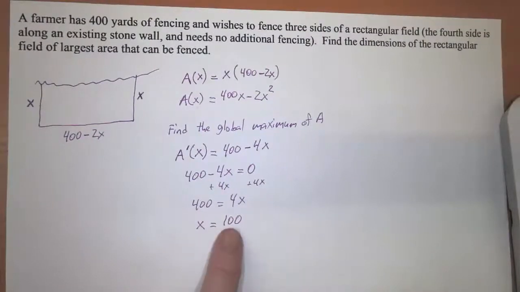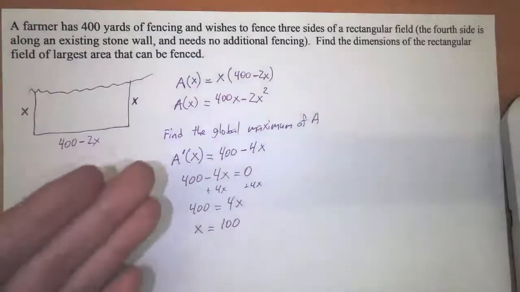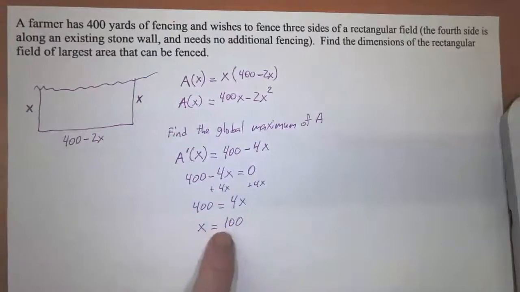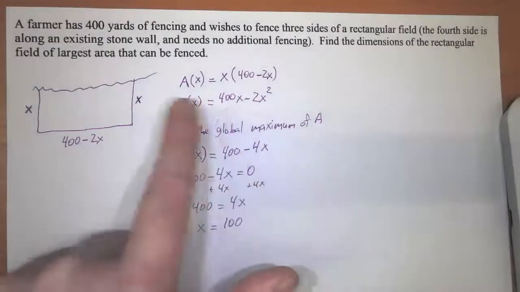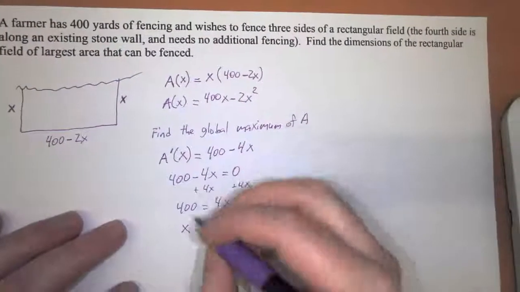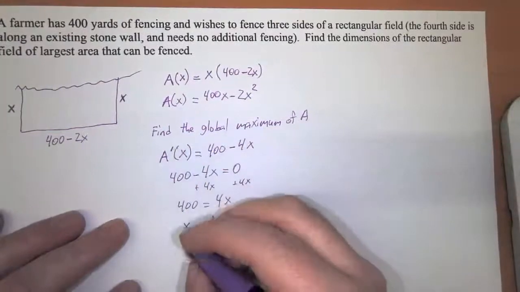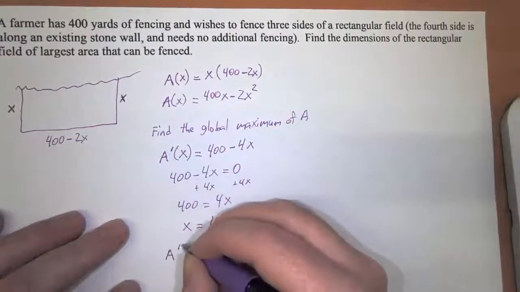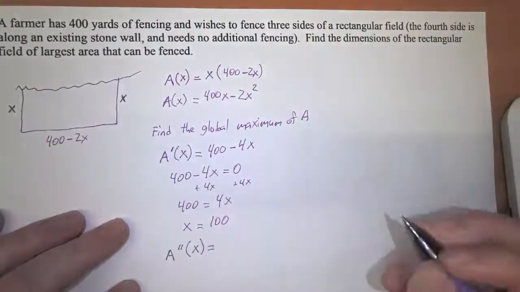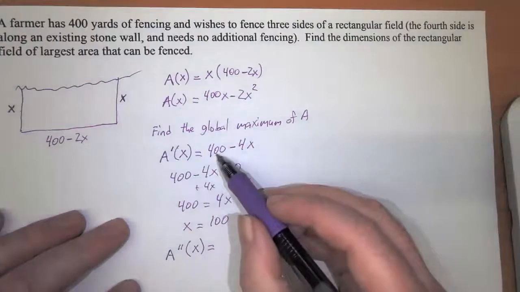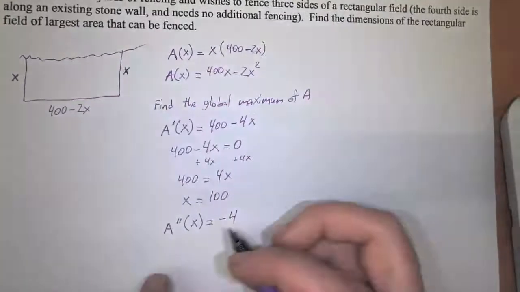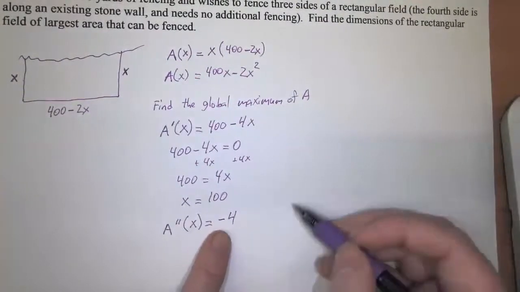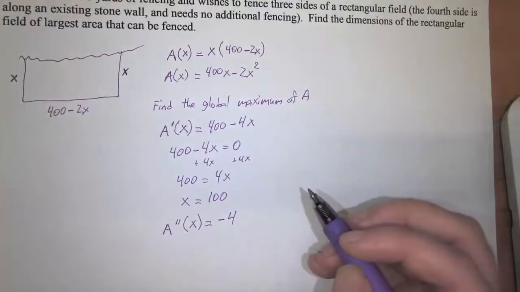Okay, so this gives us a critical value, but off the top of our heads, we're not 100% sure whether this is a maximum or a minimum value, or whether it's neither. So in this case, let's use the second derivative rule just to test. We've calculated that A prime of x is equal to 400 minus 4x. So the second derivative of the area is equal to what? 400 is a constant, that goes away. Negative 4x, the derivative is just negative 4. So the second derivative is negative everywhere. No matter what x is, the second derivative is negative.